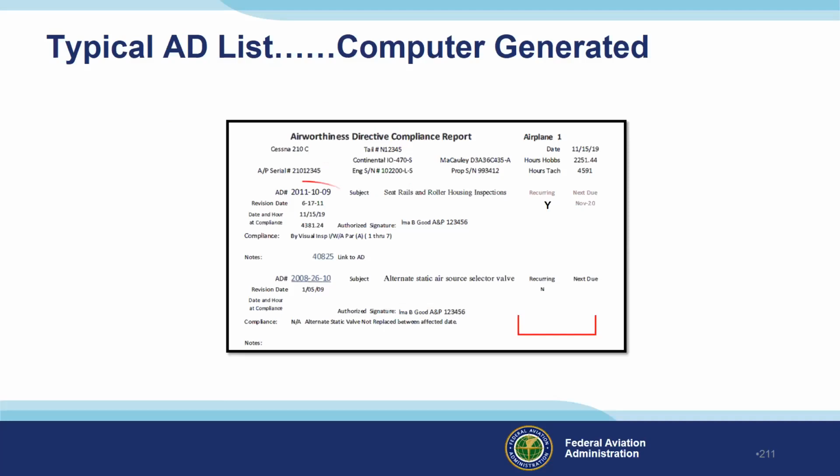Here's a computer generated list. There's the AD number and revision date. That's good. The date and hour at compliance shows that the method of compliance was visual inspection. It lists the paragraph number. There it is, recurring, yes, and the next due.